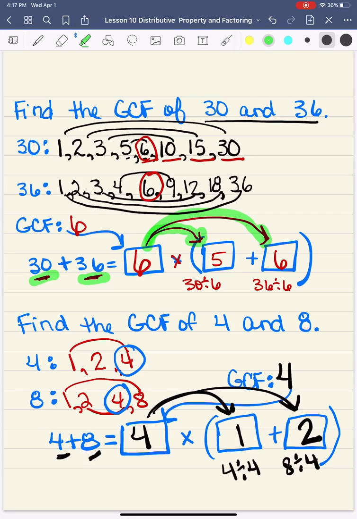Okay, let's check that using our distributive property. So 4 times 1 is 4, and then 4 times 2 is 8. So that does check.